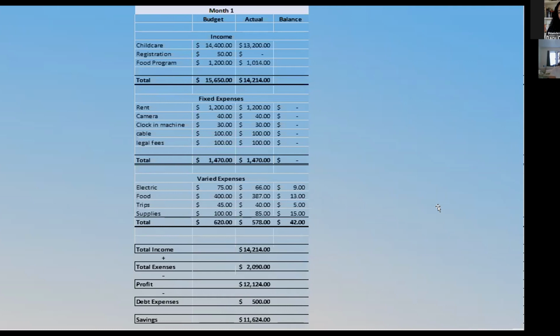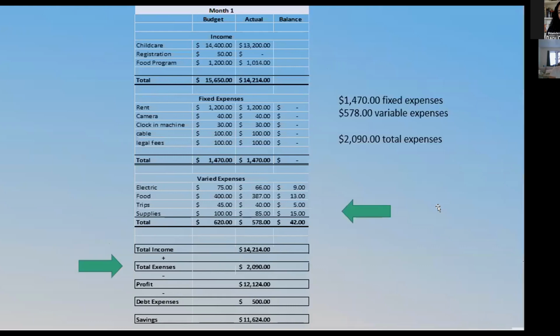So here's how we calculate the final results. You see that we have your income, and then in the bottom, we have your total income, right? Then we have your expenses. Your expenses are your fixed expense and your variable. You see the $1,470, and then you have your $578. And in the bottom, you can see that you have total expenses, right?